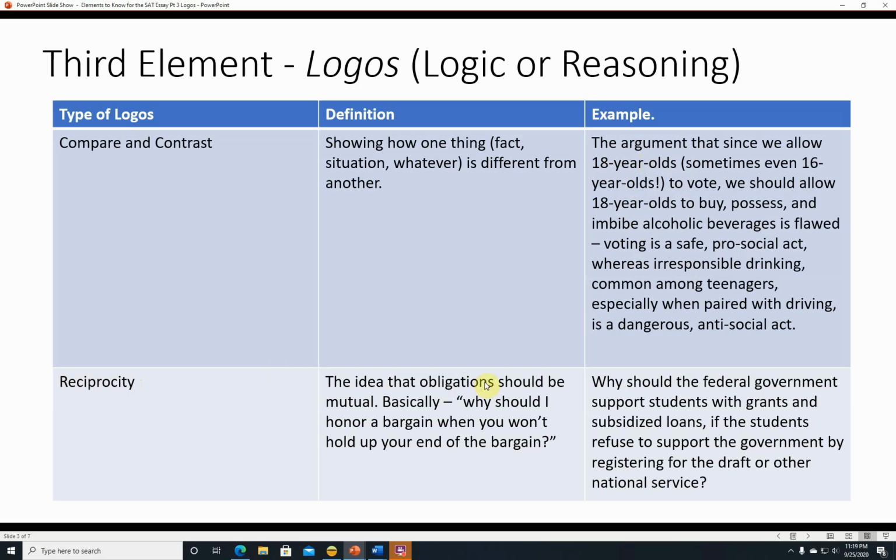Reciprocity. The idea that obligations should be mutual. Basically, why should I honor a bargain when you won't hold up your end of the bargain? That's what reciprocity is, or reciprocation if you want to call it that. So, for example, why should the federal government support students with grants and subsidized loans if the students refuse to support the government by registering for the draft or other national service? If you are male, you do have to register with Selective Service, which is basically the federal draft board, to get any kind of student aid before you go away to college. So that is a real-life example of reciprocity.